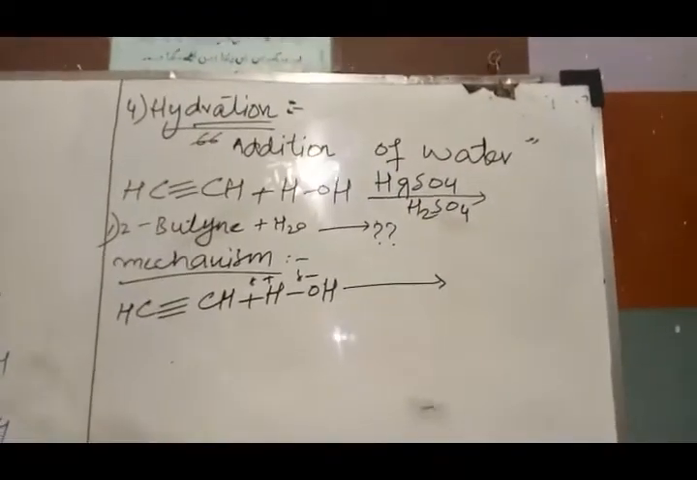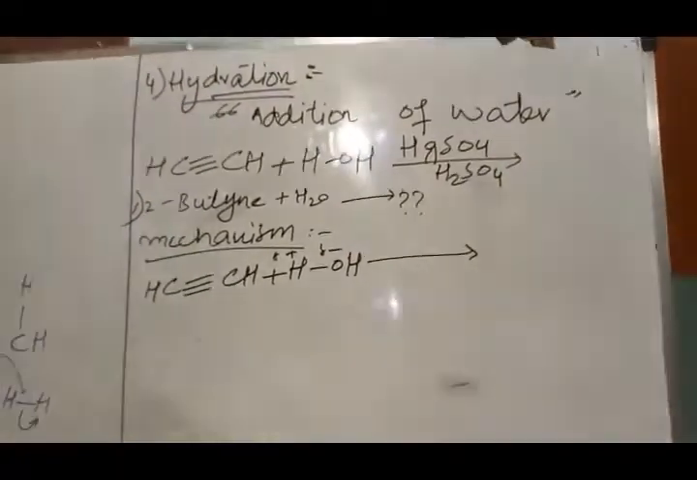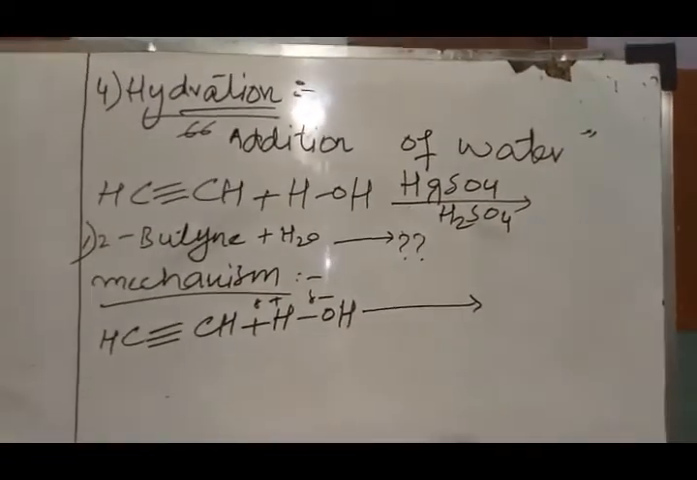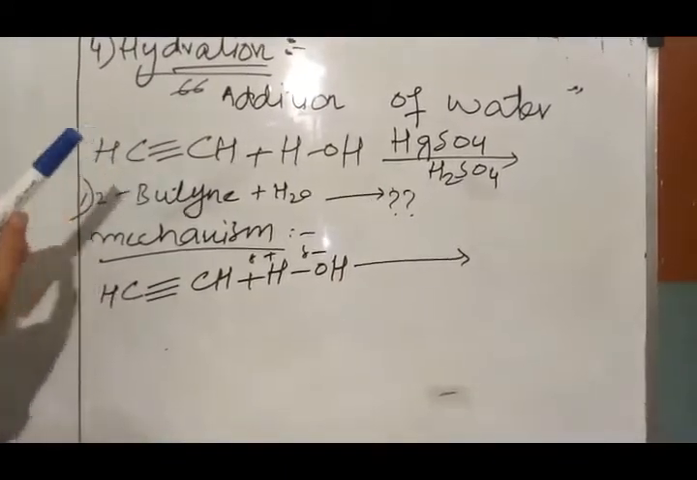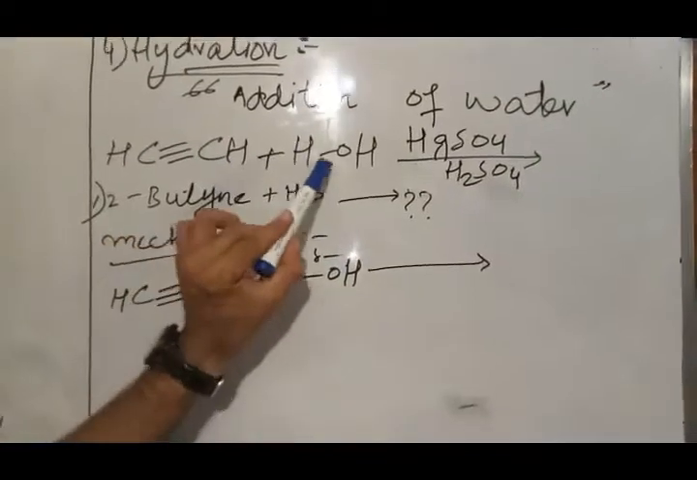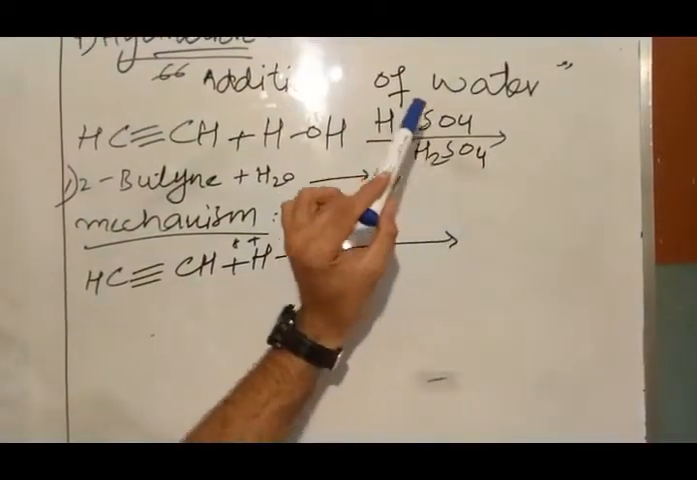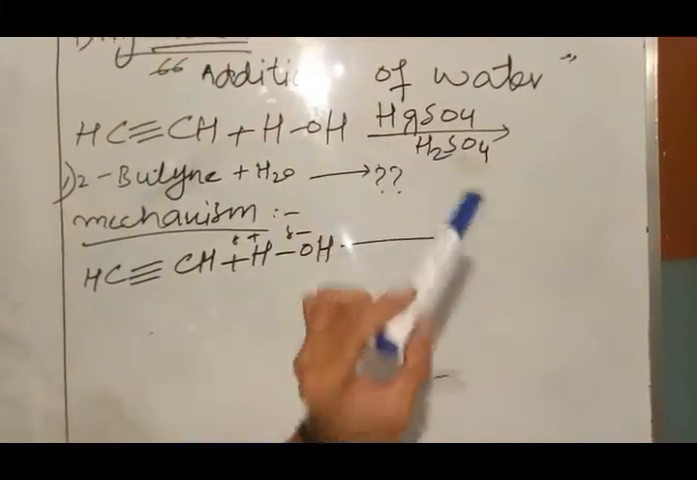Now let's come to another type of reaction which is known as hydration reaction. Hydration means addition of water. So dear students, this is the example which is given in our book. Ethyne, CH triple bond CH, plus water, and this reaction occurs in the presence of mercuric sulfate, HgSO4, and sulfuric acid, H2SO4.